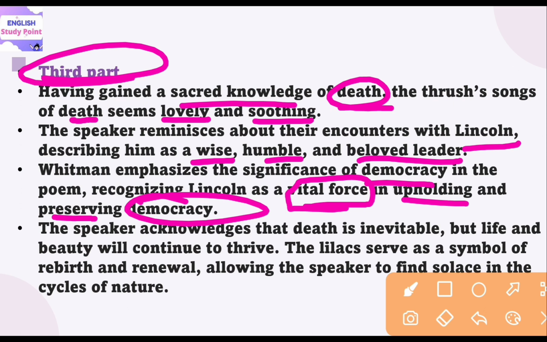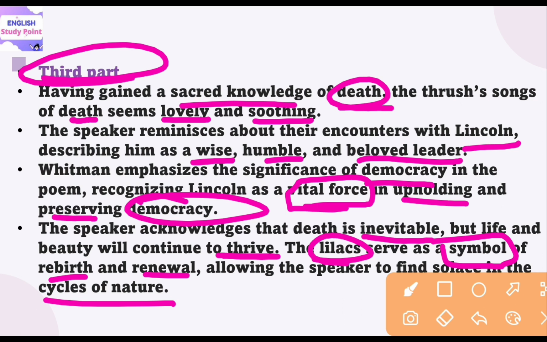The speaker acknowledges death is inevitable, but life and beauty will continue to thrive. The lilacs here serve as a symbol of rebirth and renewal, allowing the speaker to find solace in the cycles of nature. So here the poet's personal emotional conflicts have now given him a sense of the ultimate truths of life and death and also of immortality.